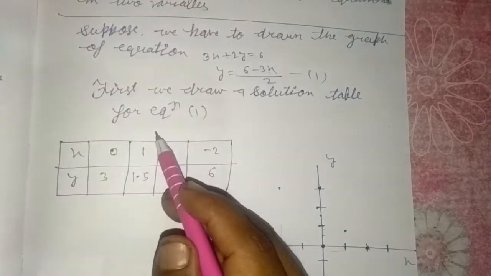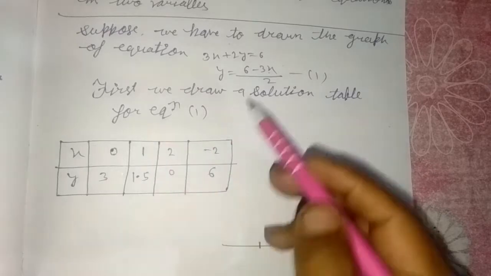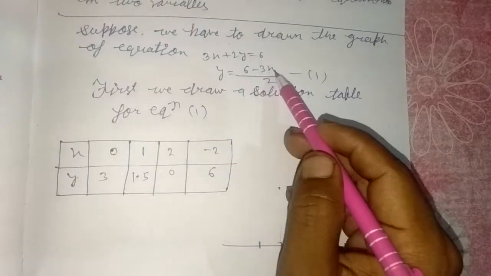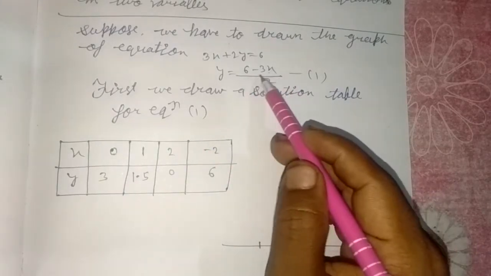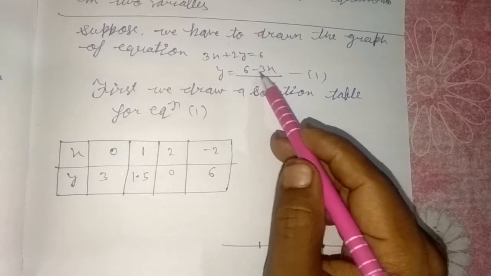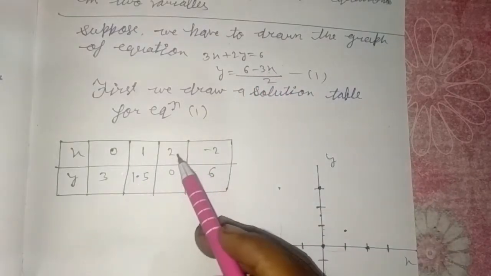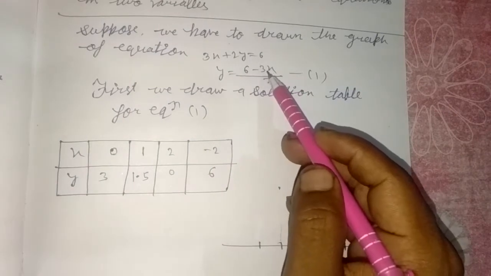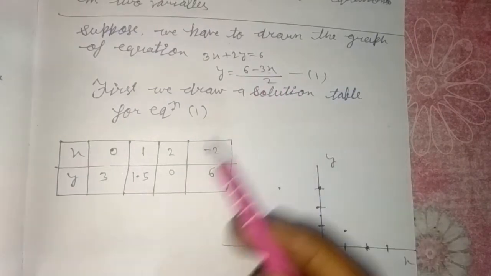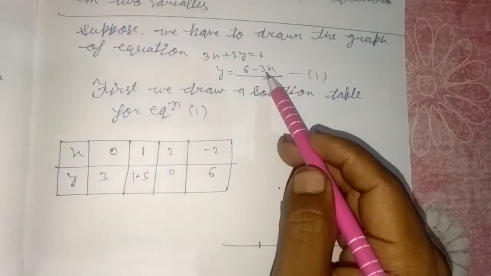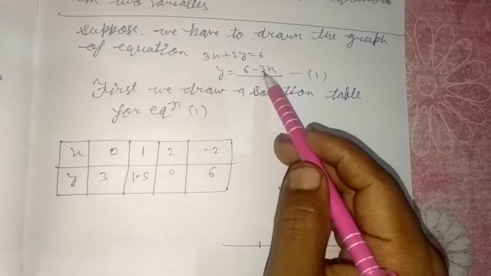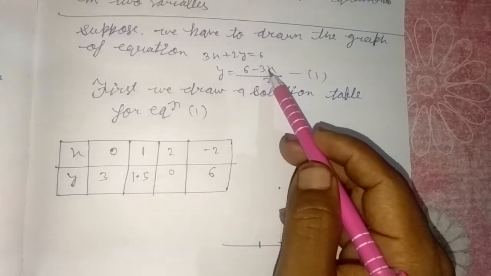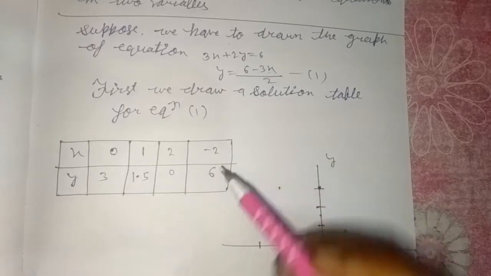First we draw a solution table for equation 1. We put x equals 0, so we get y equals 6 minus 0 upon 2, which is 3. Again we put x equals 1, then we get 6 minus 3 upon 2, which is 3 upon 2, means 1.5. Again x equals 2, so 3 times 2 is 6, and 6 minus 6 upon 2 equals 0. And again x equals minus 2, then 3 times minus 2 is minus 6, so we get plus 6, and 6 plus 6 upon 2 means 12 upon 2, so you will get 6.